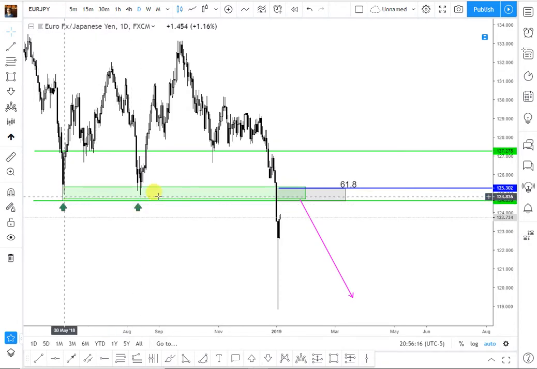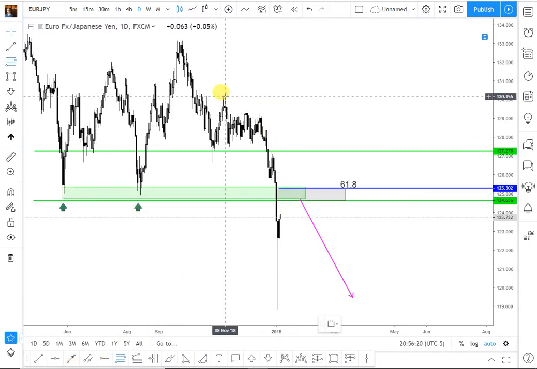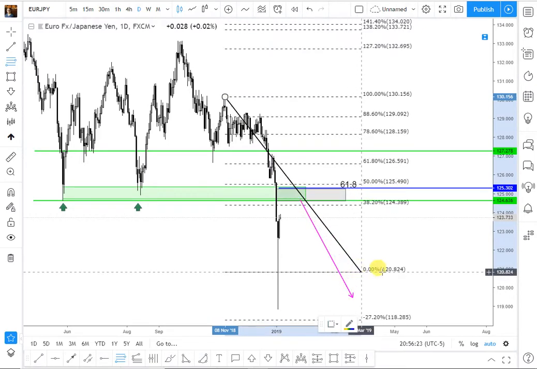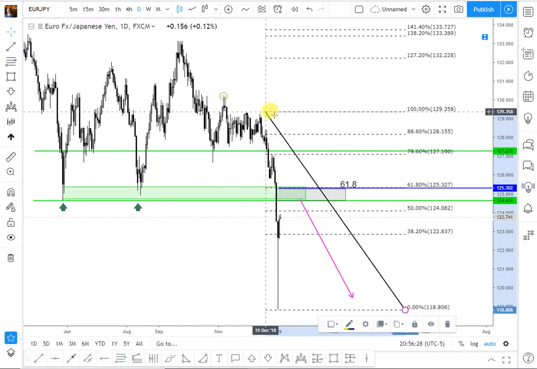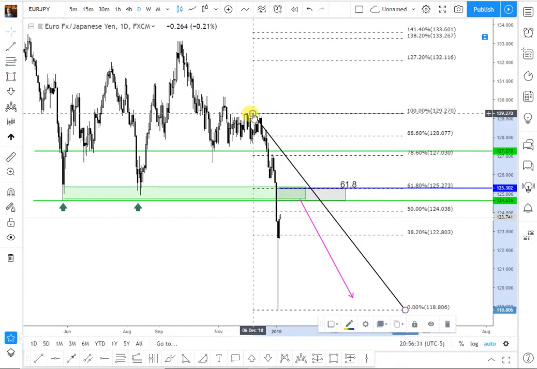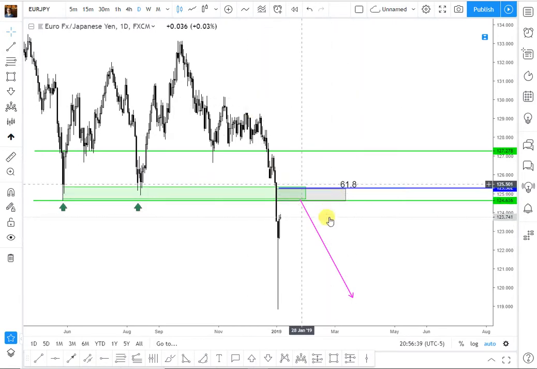And this zone comes with the 61.8 Fibonacci of the last impulse here. So we have here multiple reasons to short this pair. So we are in this gray zone.